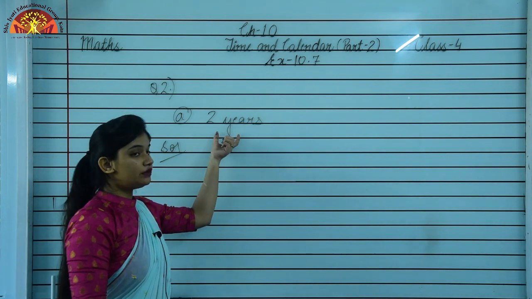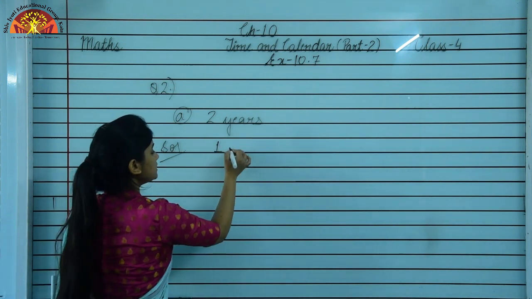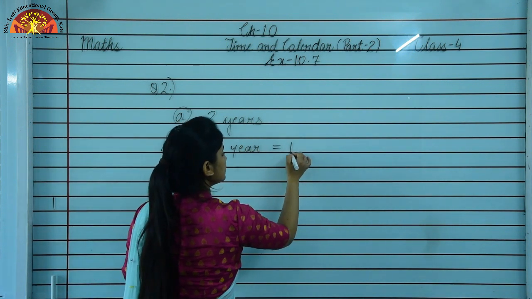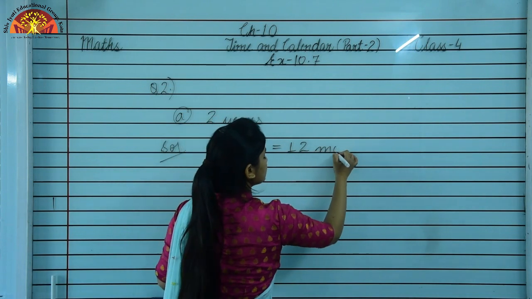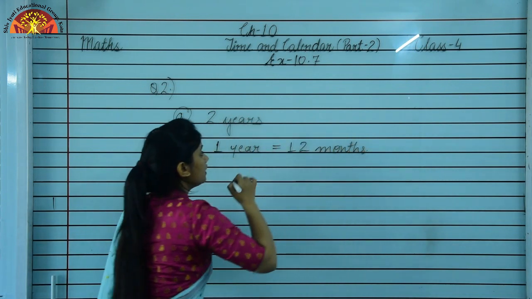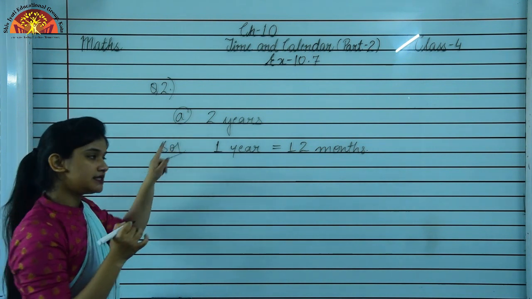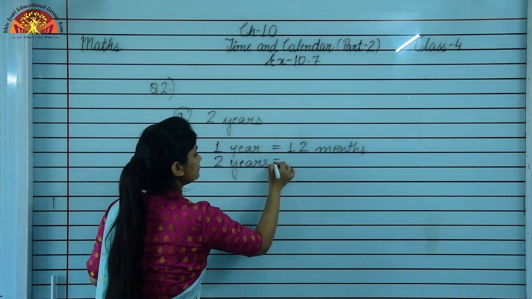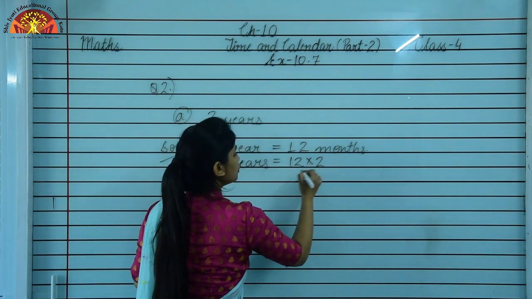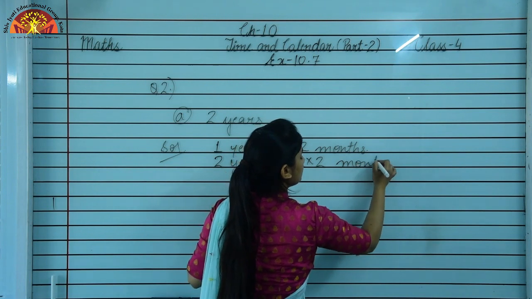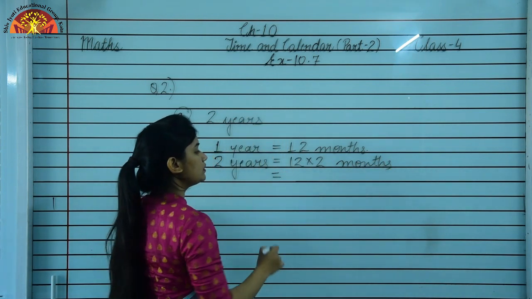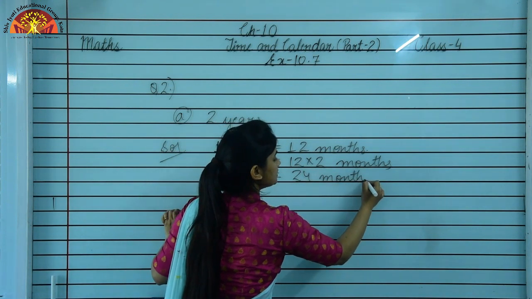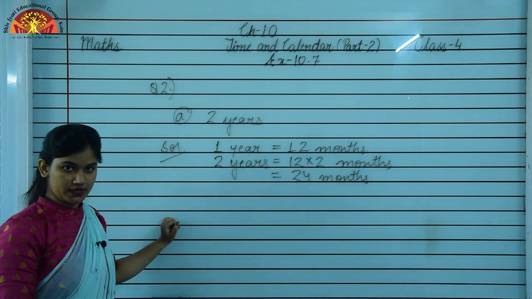So we have to convert 2 years into months. So first we will see how many months are there in 1 year. 1 year is equals to 12 months. Now how many months will be there in 2 years? Simply we have to multiply 2 by 12. So 12 multiplied by 2 months will be there. Now 12 2s are 24, and the answer will be 24 months. Is it clear?